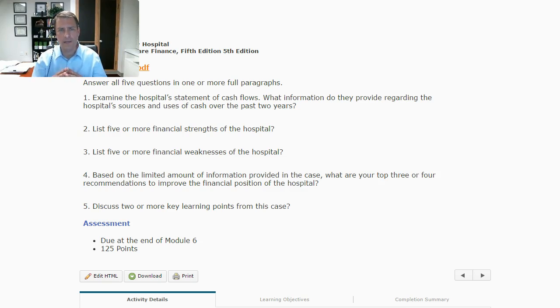Some other ideas, looking at my notes here that I just sketched down myself: how is the inpatient profitability looking?